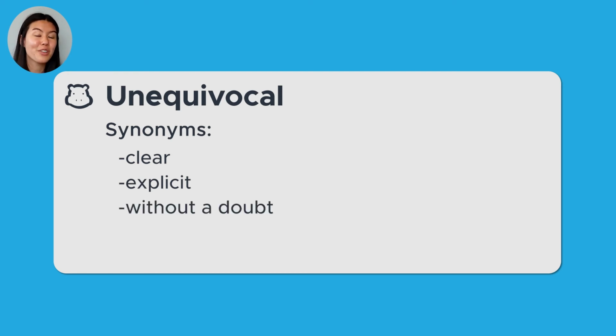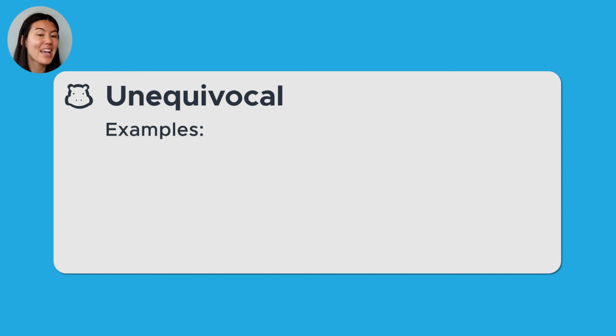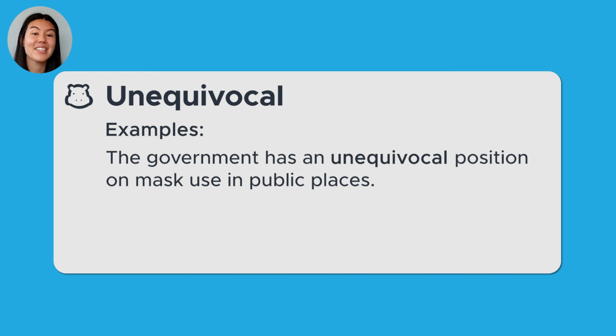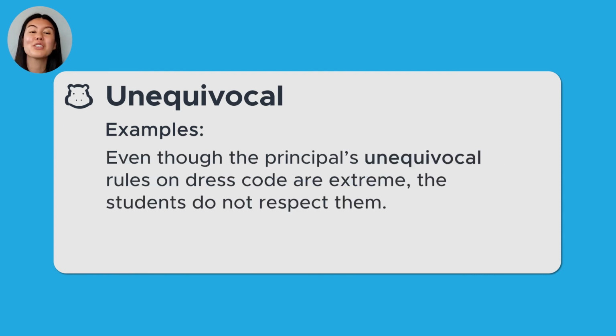Use unequivocal when you want to emphasize how clear something is, like in these examples. Since the business earned over $1 million in profits in its first year, it was considered an unequivocal success. The government has an unequivocal position on mask use in public places. Even though the principal's unequivocal rules on dress codes are extreme, the students do not respect them.